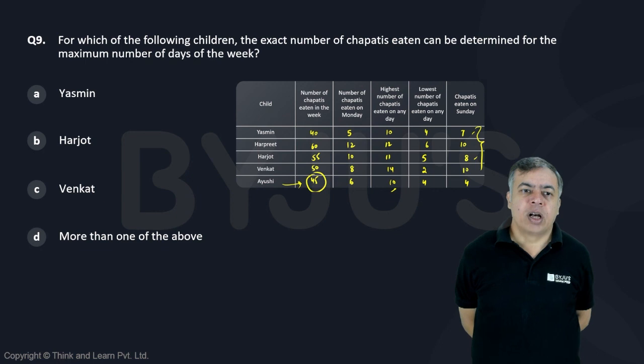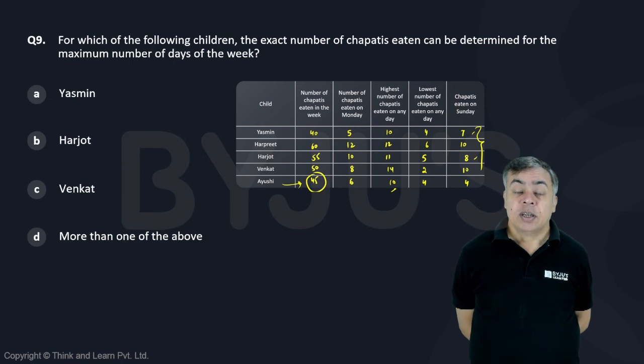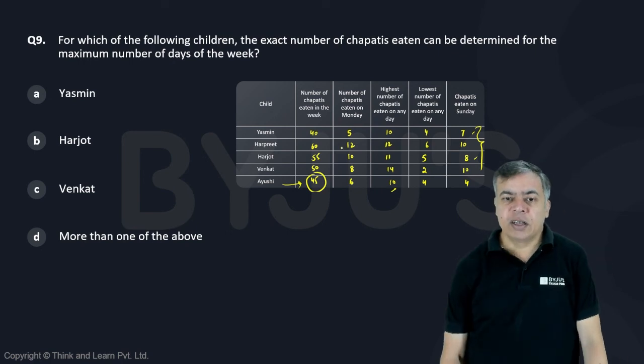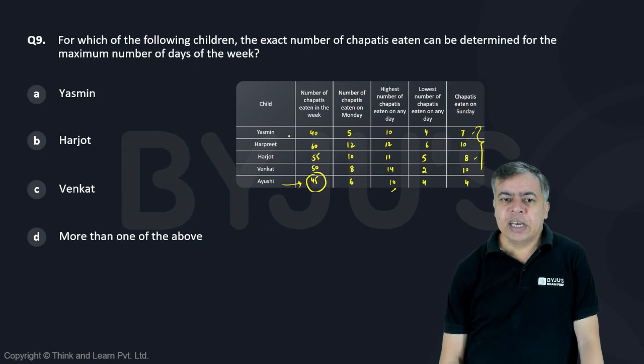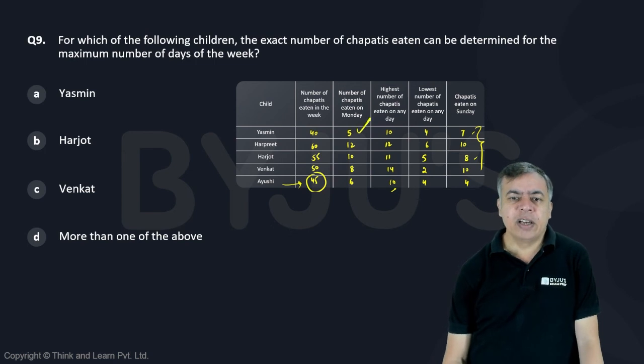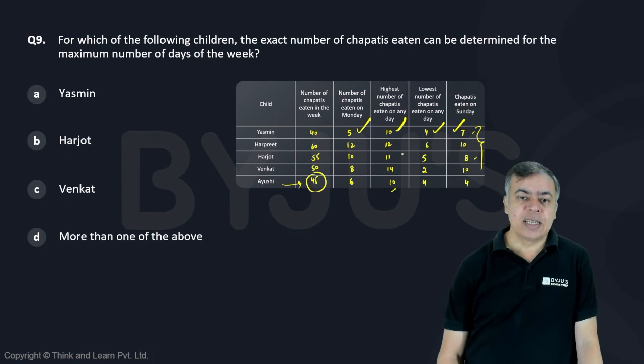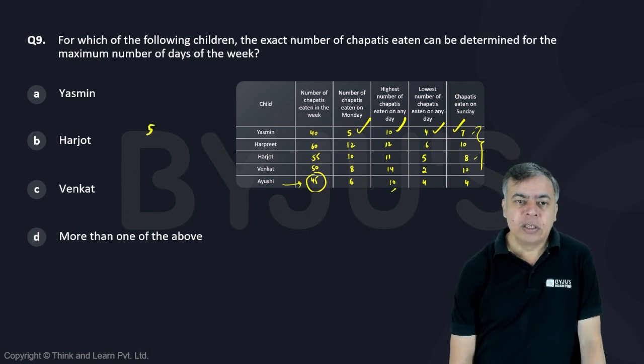See the question: for which of the following children can the exact number of chapatis eaten be determined for the maximum number of days of the week? So here, let's see for how many you can calculate the exact number of chapatis for the days of the week. Now Yasmin, you know that on Monday it will have 5 chapatis, Sunday it will have 7 chapatis, one day it will have 10 chapatis, because the maximum also one day it will have, and one of the days it will have 4 chapatis. So there are 4 days I know for Yasmin: 5, 10, 4 and 7 chapatis.